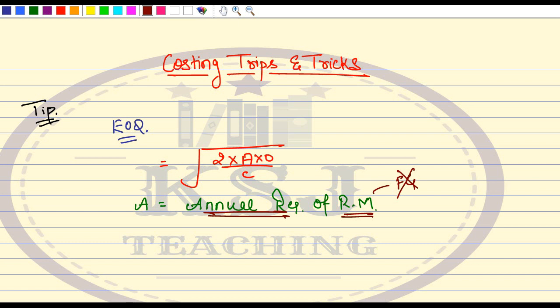The second is when we talk about C. When we talk about C, that is carrying cost. C means carrying cost per unit per annum. Here again the institute will give you the carrying cost per unit, but instead of per annum the institute will give you the per month or per quarter cost. So you have to convert it into per annum and do not take it as such.